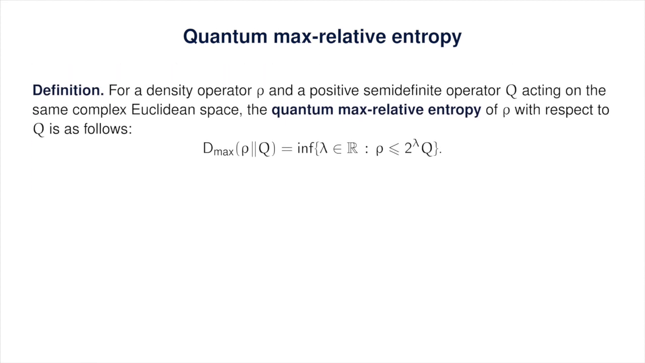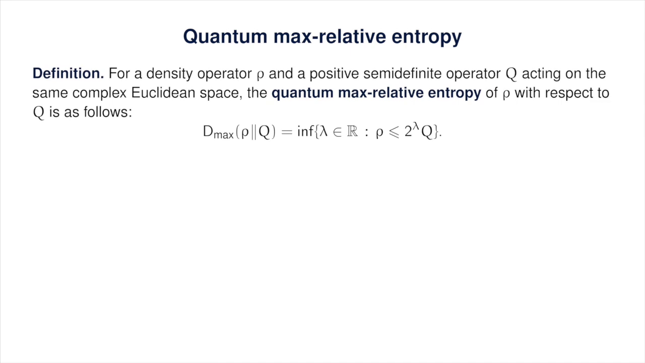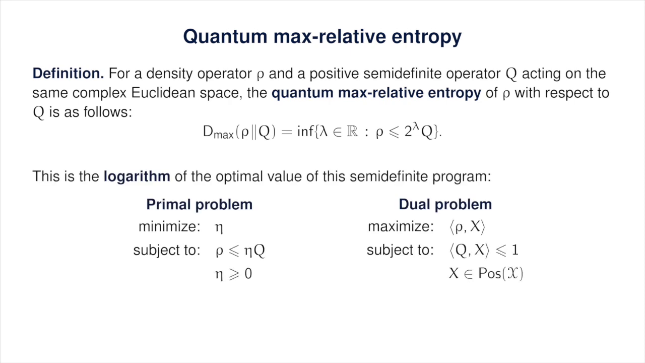Now, if we take a look at the definition, we see immediately that it is possible to express the max relative entropy in terms of a semi-definite program. Specifically, the max relative entropy of ρ with respect to q is the logarithm of the optimal value of this semi-definite program. The primal problem clearly represents the exponential of the max relative entropy as we just defined it, and I have just computed the dual problem offline and obtained what you see here. Of course, if you are so inclined, I encourage you to pause the video and compute the dual yourself and check that you obtain the same result.